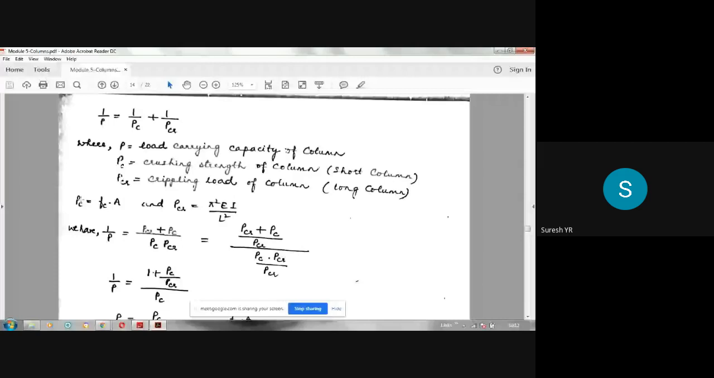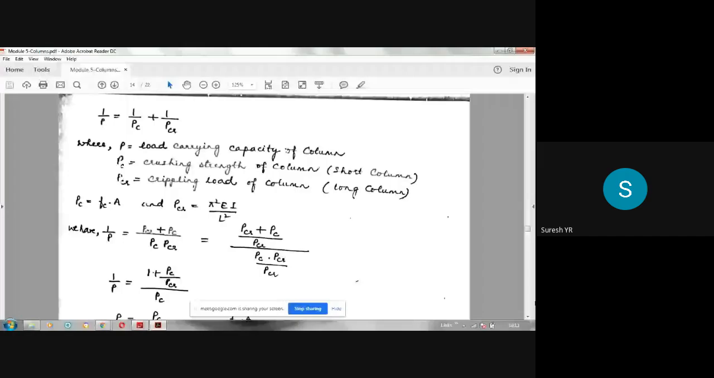Let us substitute. What is this PC? PC is the crushing strength of column, which is given by crushing stress. You can make a note of that. Crushing stress is FC, so stress multiplied by the area of the column. This is PC. And PCR, we know that it is Euler's formula. For finding PCR, we are using Euler's formula for long columns. PC is FC into A, PCR is pi square EI by L square, where L is the effective length.